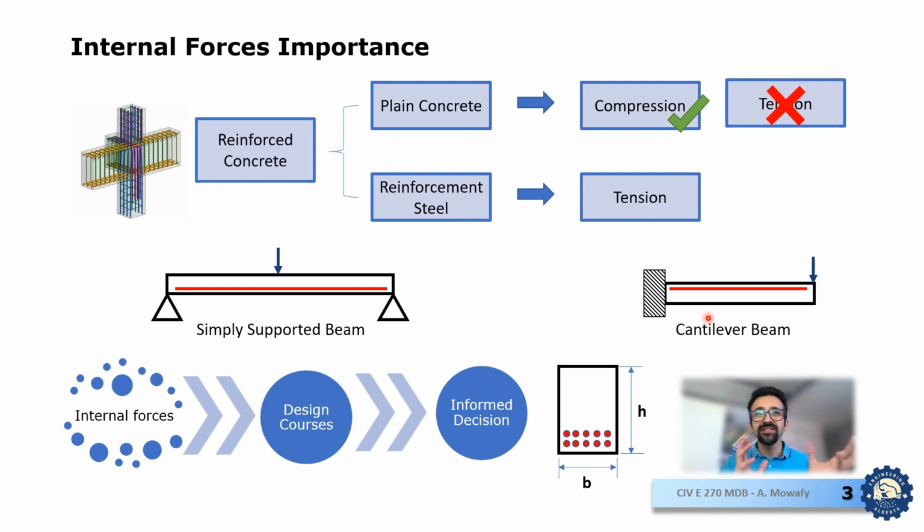So you see, just the sign, the direction of the bending moment, could affect our decision for design. What about the value itself? For sure, the value will help us to take an informed decision about the dimensions of the beam and their reinforcement as well. That's why in your upcoming design courses, the first step that you are going to do is just to calculate the internal forces. That's why they are crucial for us.